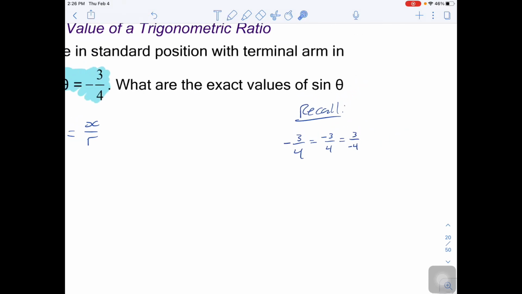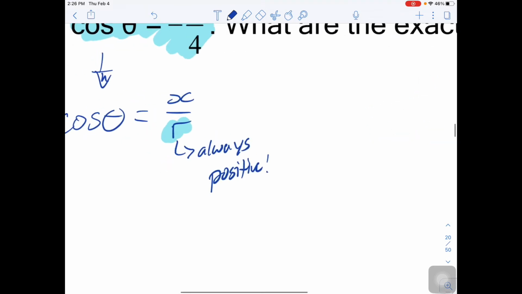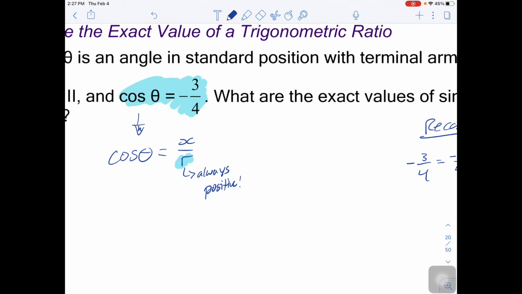Recall that for -3 over 4, that negative can either go on the top or the bottom. Does that mean either x could be positive and r negative, or x could be negative and r positive? Which one is it? Well, recall what's special about r: it's always positive. That's really useful to know, because that means this whole fraction is negative because 3 is negative. So x has to equal -3.